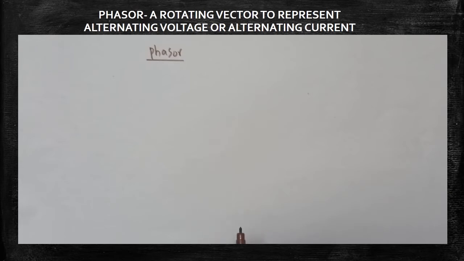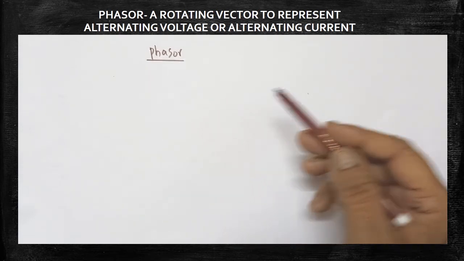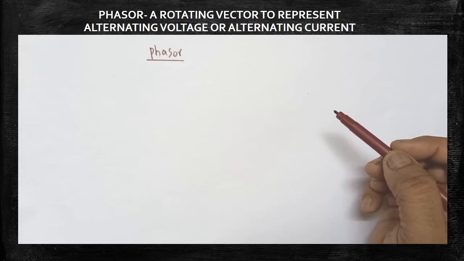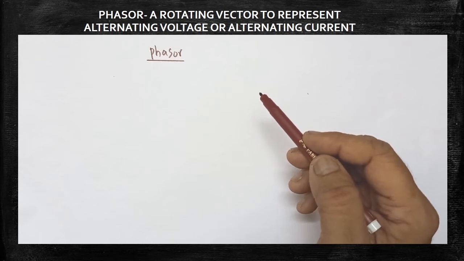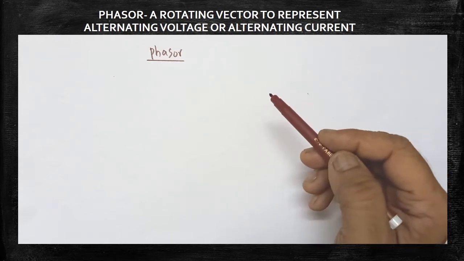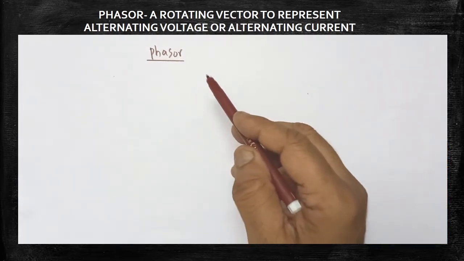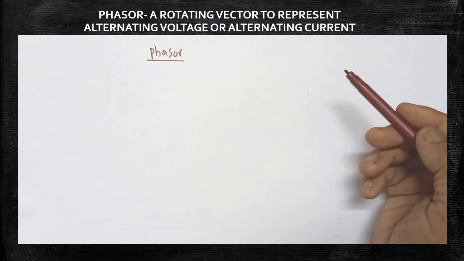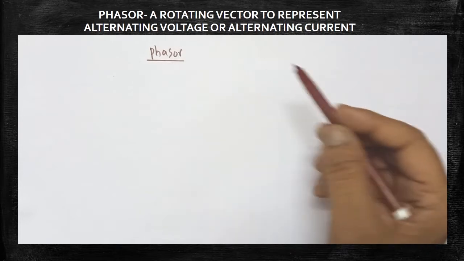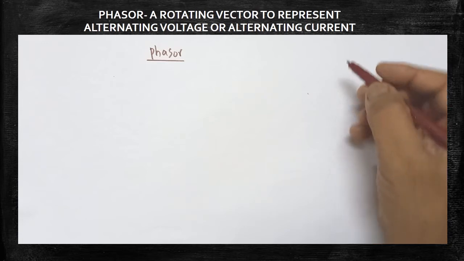So in this presentation we are going to learn the term called phasor. This topic is related to chapter 4, alternating current. In the alternating current chapter, we have to draw phasor diagrams to find the relationship between voltage and current. Without learning the term phasor, we are not able to learn the term phasor diagram, so we are not able to draw the phasor diagram. First we will learn the meaning of phasor, later we will go for the phasor diagram.